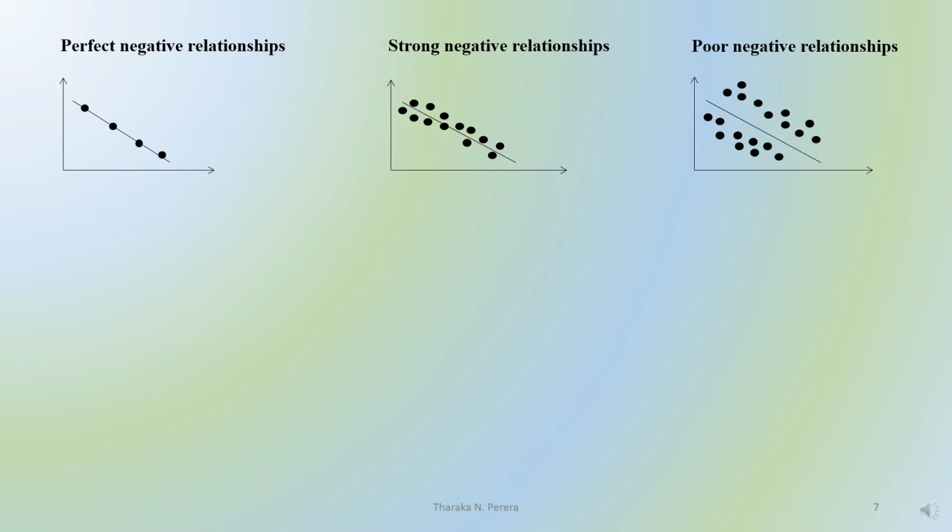The next type is the non-linear relationship. This is when there is no relationship between two variables, or no linear relationship between two variables, and the changes in each variable occur independently. In such a situation, a clear linear relationship is not observed on the scatter diagram. So we can identify non-linear relationships as here.